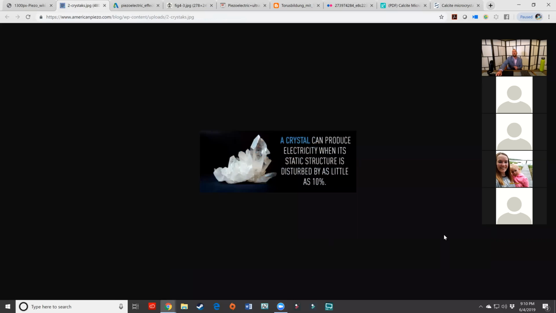So let's go ahead and look at the next slide that I've got for us here. Basically, a crystal can produce electricity when its static structure is disturbed by as little as 10%. This crystal here looks a lot like a quartz crystal. Quartz crystal, oh, this is super neat. And we have to get into a little bit more crystallography before we get started too much.